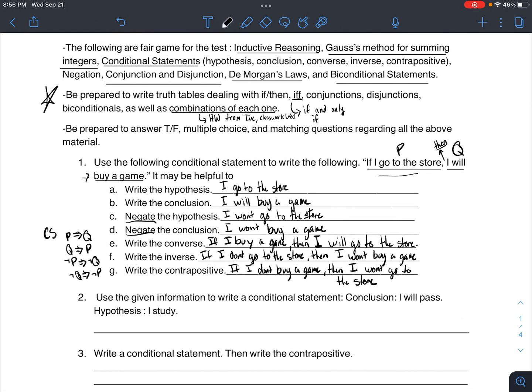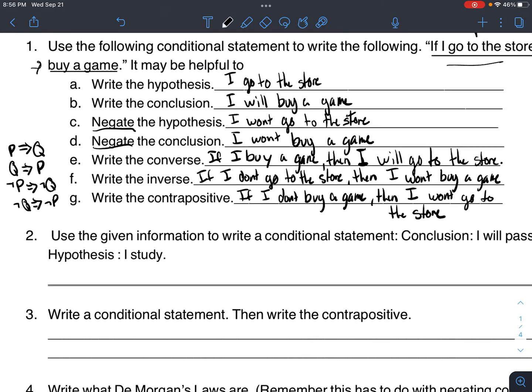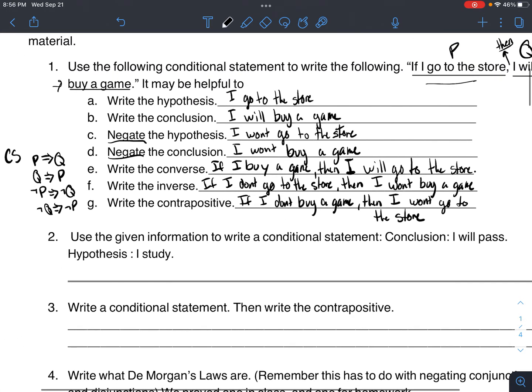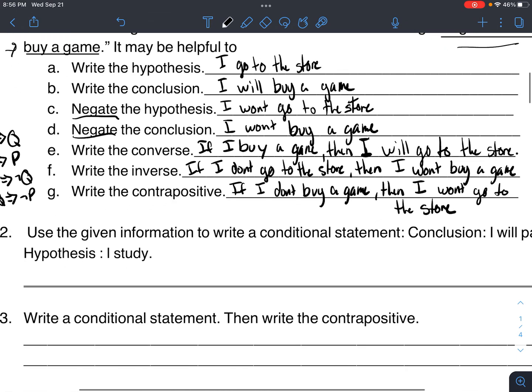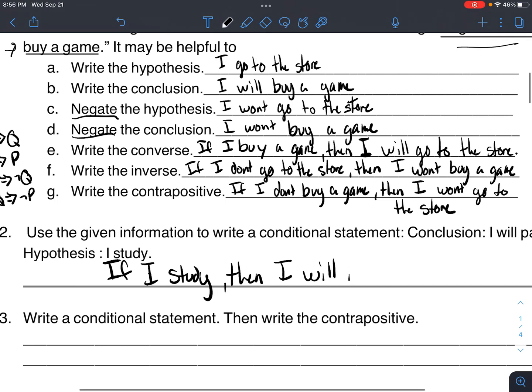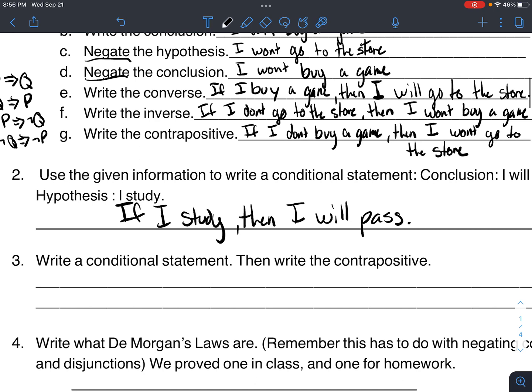So that's all that is. It's just writing sentences. Okay? So now I ask you to use this information with the conclusion and the hypothesis to write a conditional statement. So my conclusion is I will pass, and the hypothesis is I study. Remember, I'm trying to trick you here. Hypothesis goes first, so it's if I study, then I will pass.